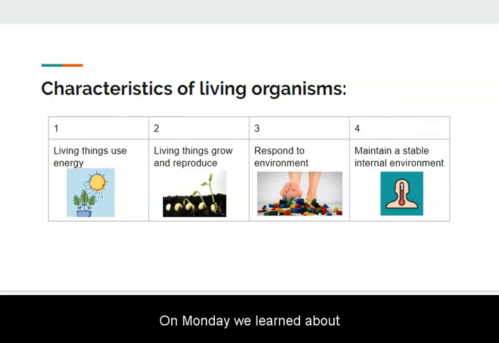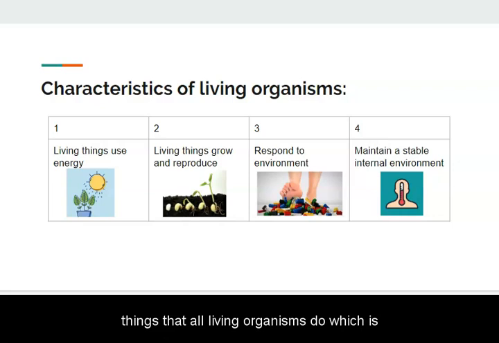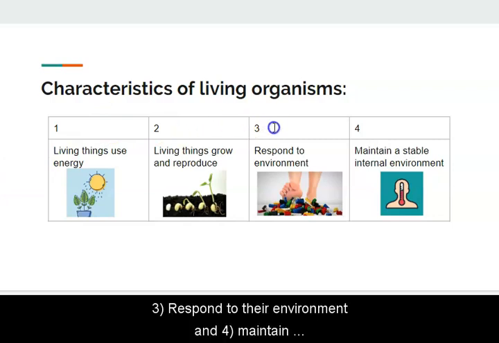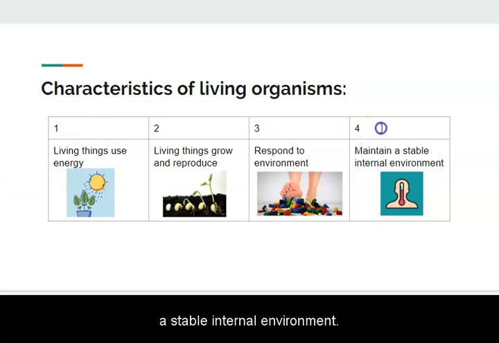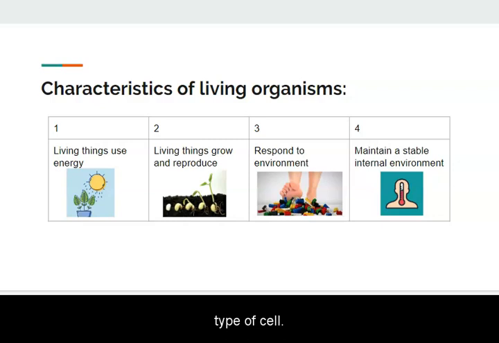On Monday, we learned about what makes a living organism living. And we remember there are 4 things that all living organisms do, which is use energy, grow and reproduce, respond to their environment, and maintain a stable internal environment. Now we're going to use these ideas of these 4 characteristics of living organisms to explore a new type of cell that we're going to look at today.